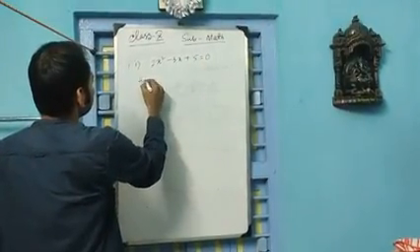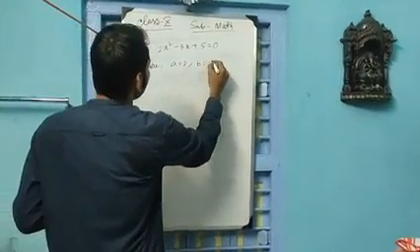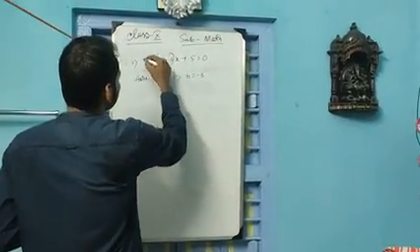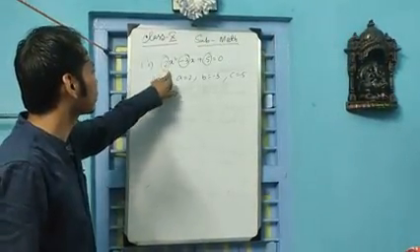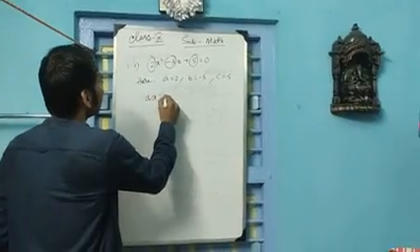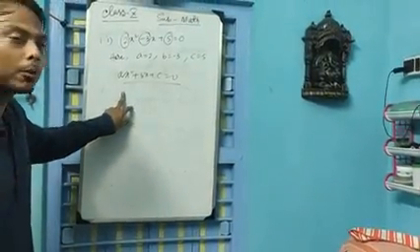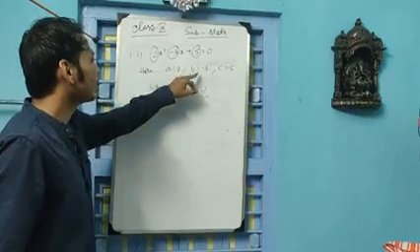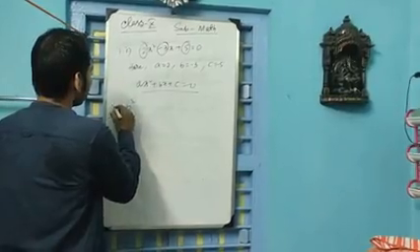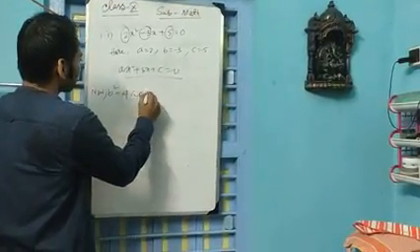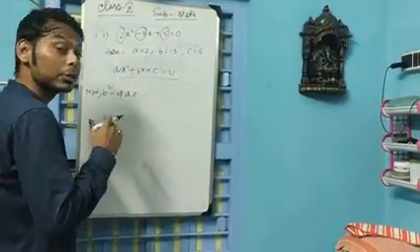Here you can see, comparing with the standard form ax² + bx + c = 0, a = 2, b = -3 and c = 5. Now the discriminant, that means b² - 4ac. You know that the nature of the roots depends on b² - 4ac. So I am finding here b² - 4ac.